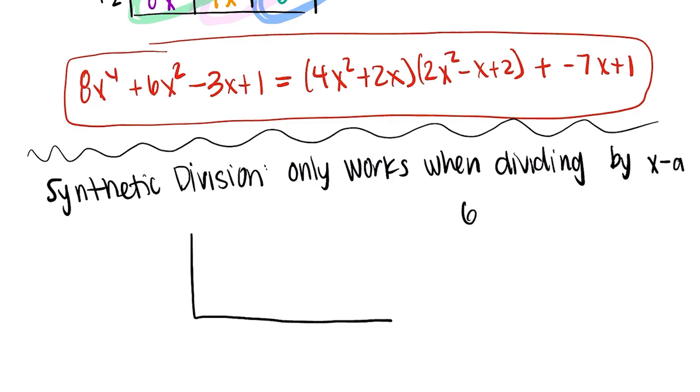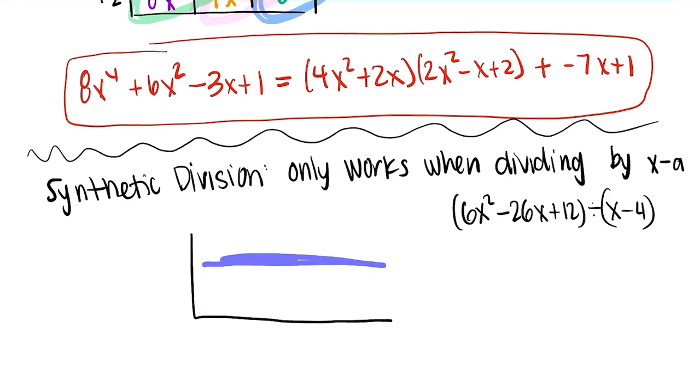the 6x squared minus 26x plus 12, and we're going to divide by x minus 4. Does anyone happen to remember what we put on the inside when we did the synthetic division? Just the numbers. Yeah, so just the numbers. I'm going to put the 6, negative 26, and 12. And I'm going to leave some space on the bottom because we're going to put some numbers right here.